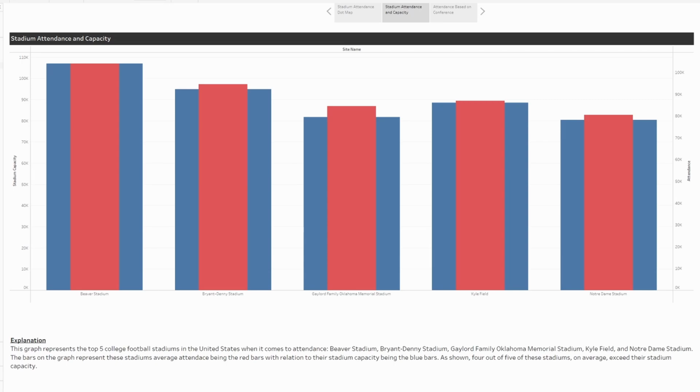As shown, 4 of the 5 stadiums on average exceed their stadium capacity. This makes these stadiums highly desirable, as students are so interested in the sporting events here that they typically have to cram more students in than would normally be allowed.